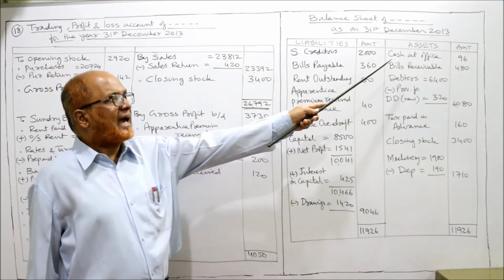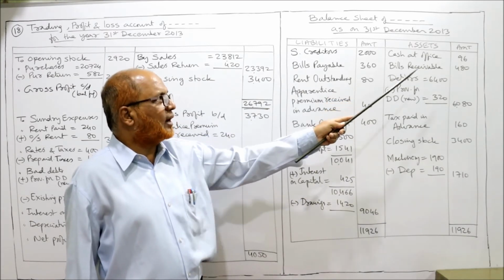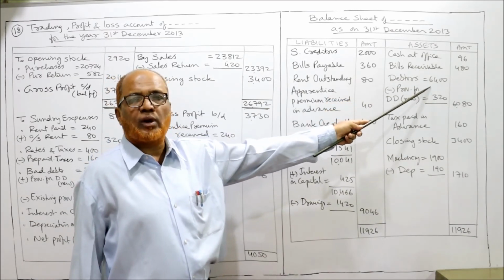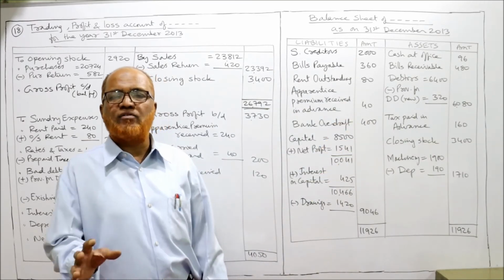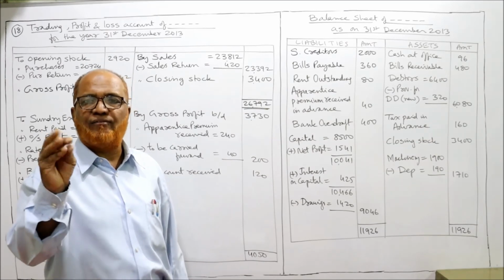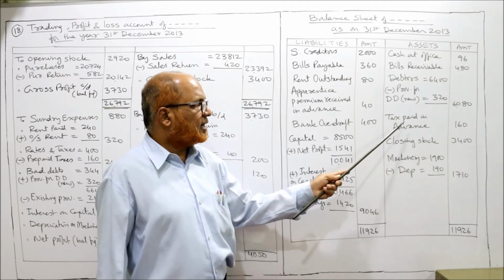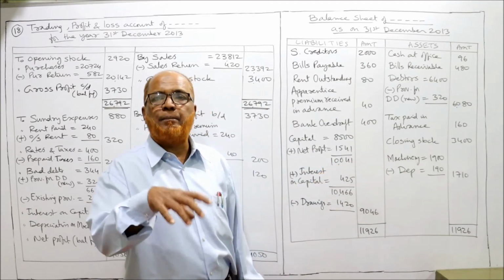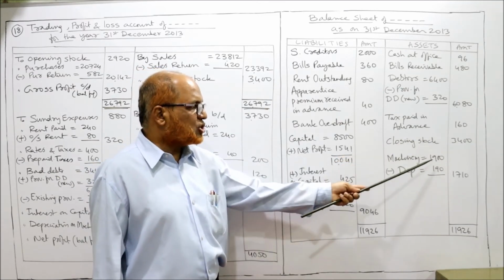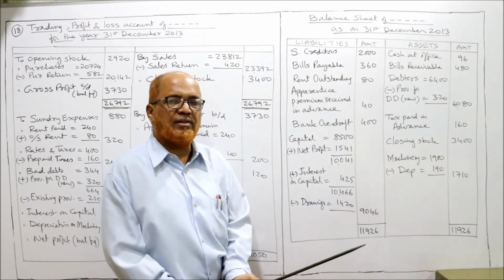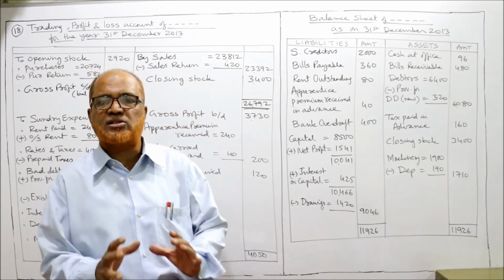Now asset side. Cash at office 96. Cash in hand. Then bills receivable 480. Sundry debtors are 6,400. From this we deduct the new provision for doubtful debts. New provision for doubtful debts is given in adjustment 5%. So 5% 320 rupees. 6080. Tax paid in advance. This is the prepaid taxes paid in advance 160. Closing stock machinery minus depreciation 1710. So total of the balance sheet is 11,926. That's balance sheet tallied.